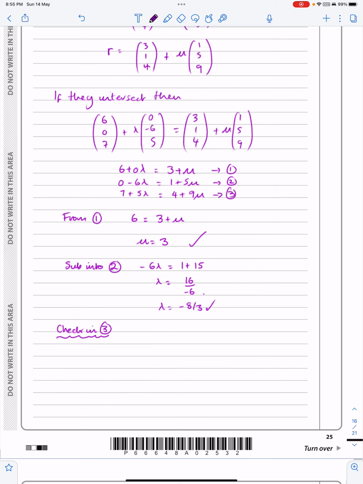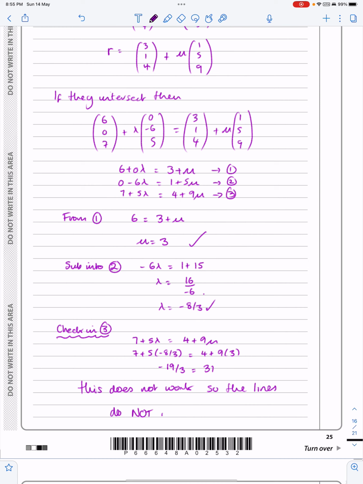So when I check this in number 3, 7 plus 5 lambda equals 4 plus 9 mu, it's not going to work. Let's still do it and take your time over it. So 7 plus 5 lots of minus 8 over 3 equals 4 plus 9 lots of 3. I'm going to get minus 19 over 3 equals 31. This does not work. So the lines do not meet.